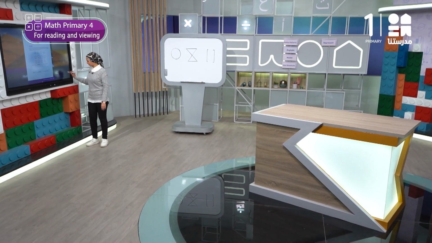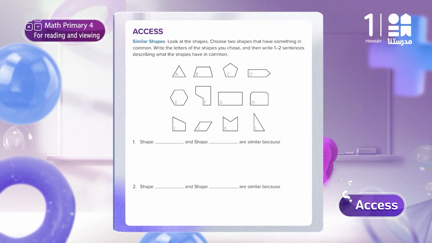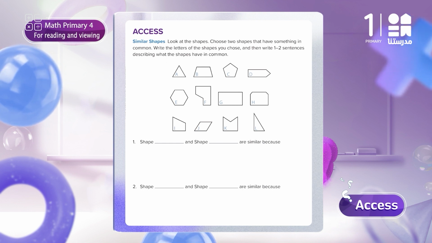Now we will start with the activity, similar shapes, like you see here. You can see that the shapes have the letters from A to L.